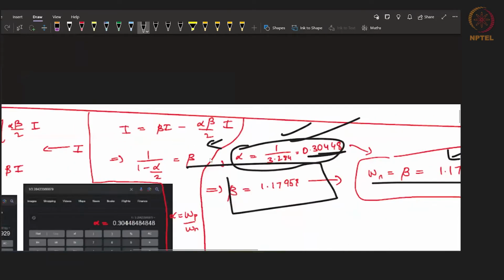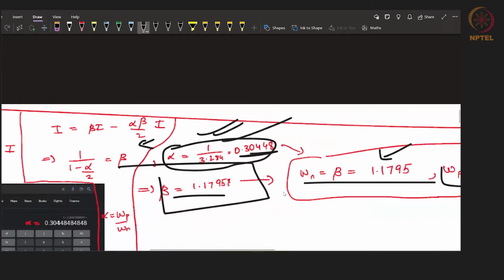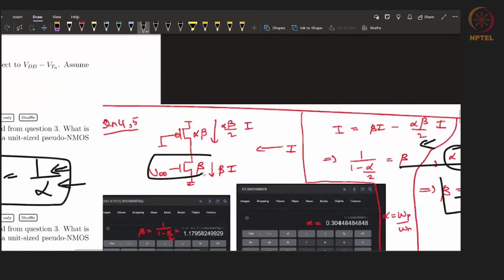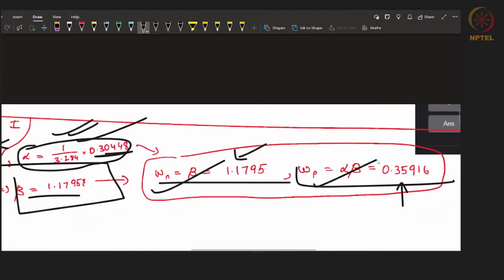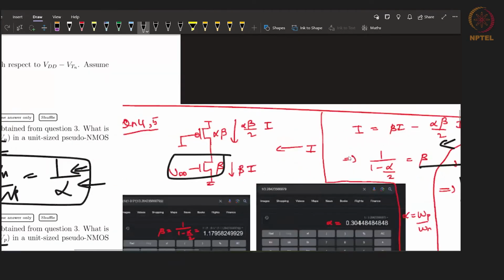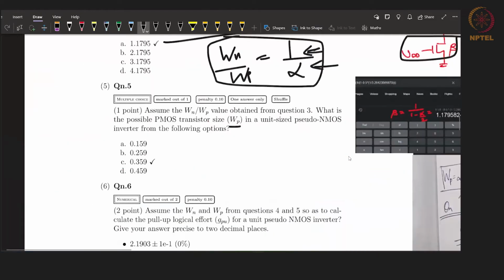So in solving for beta from alpha, you will get this. Now, since beta is exactly the size of the NMOS, you now know the size of the NMOS. And alpha beta is the size of the PMOS, therefore you know the size of the PMOS as well. Therefore, these are the values that are expected for question number 4 and 5.